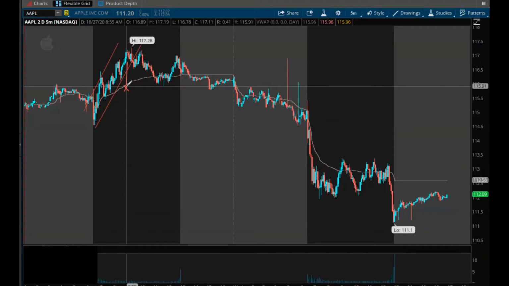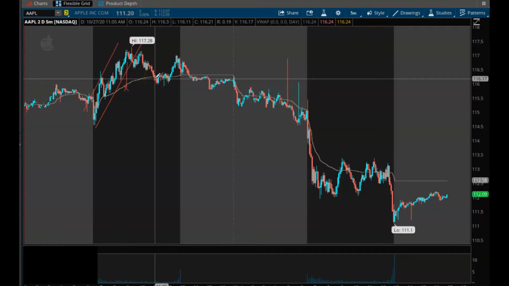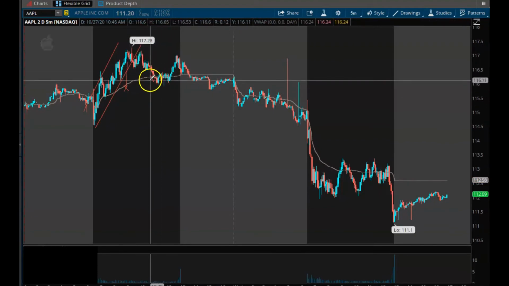So something's going to have to happen to Apple. It's either going to have to sell off that $2 or it's going to stop going up until the VWAP eventually connects with it. And that's what happens in this case. It may take some time, but eventually here, a few hours later, that's exactly what it does. It sells off into that VWAP.